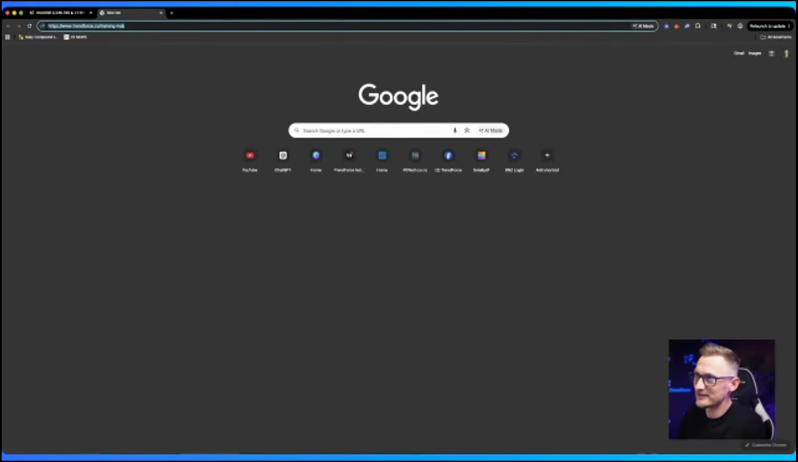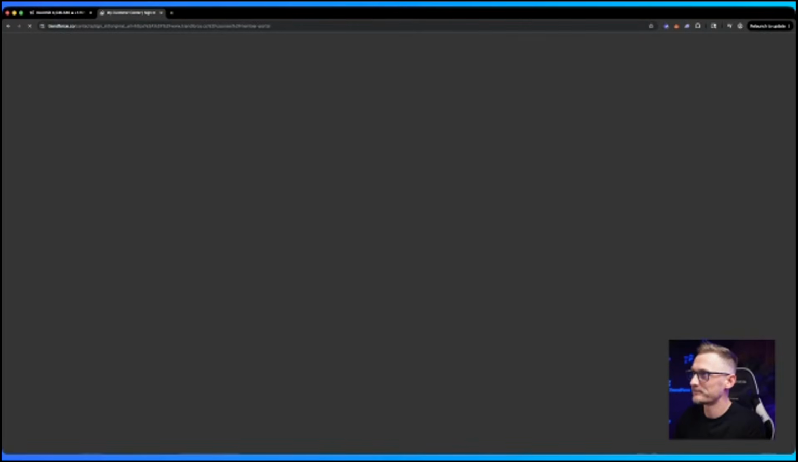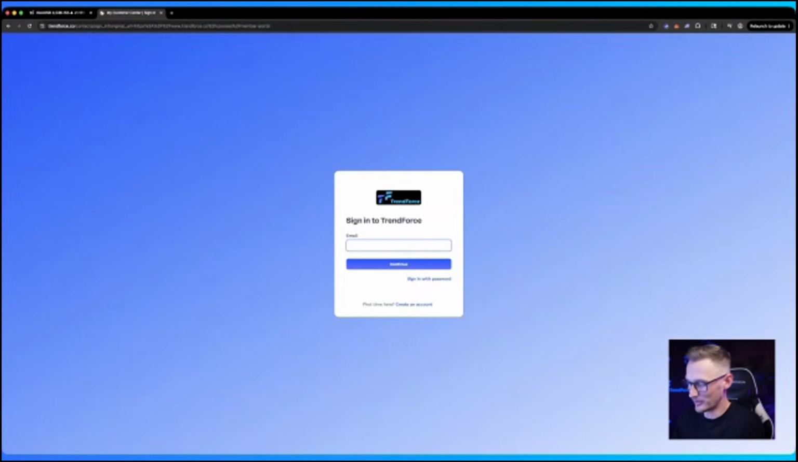I'm going to push enter, and this is what's going to happen to you the first time. The first time round to log into our site, you're just going to use the email address that you had set up when you signed up on the website. So my example is just my own email address. I'm going to hit continue.